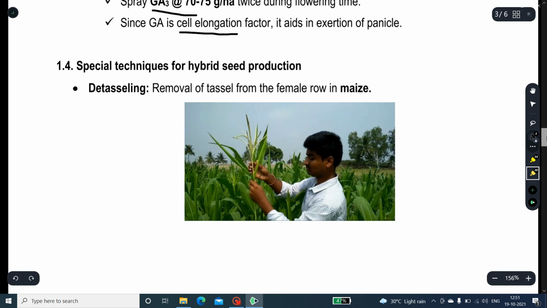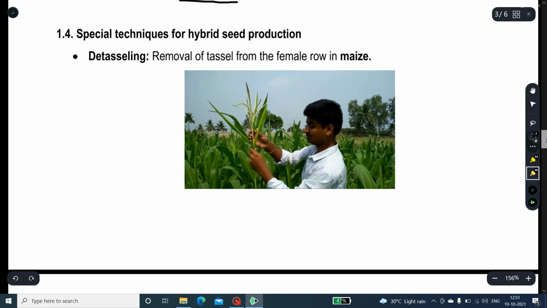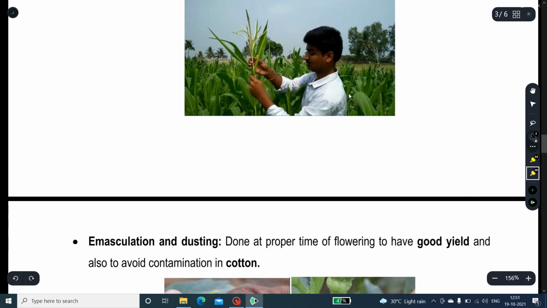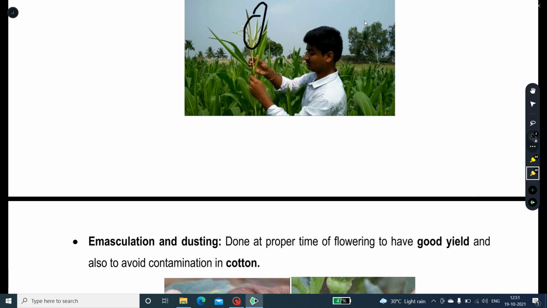And the next special techniques which are followed for hybrid seed production for a specific purpose in different crops. The first one is detasseling. It is nothing but removal of the tassel, removal of the male part of the flower from the female row. It is followed in case of maize. Here we have given the picture. This one is the tassel, and it should be removed in case of maize hybrid seed production.